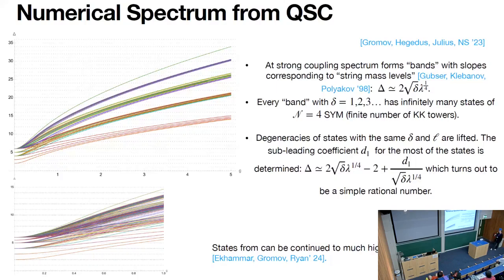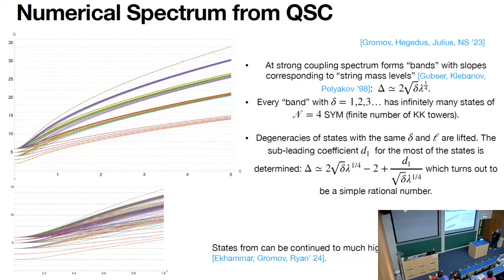And then also, because we have this numerical data, we can lift the degeneracies. So we have states with the same quantum numbers, and then we just fit the next terms in the expansion, and then we can distinguish them in a way. The first term is parameterized by the string mass level. Then the second term, we found that it is just -2.